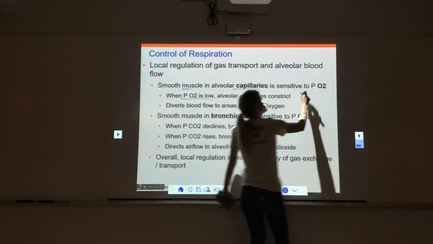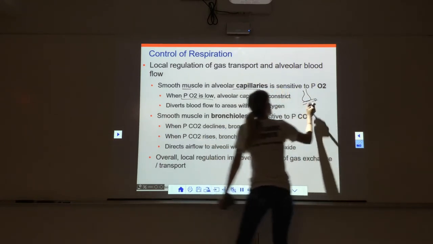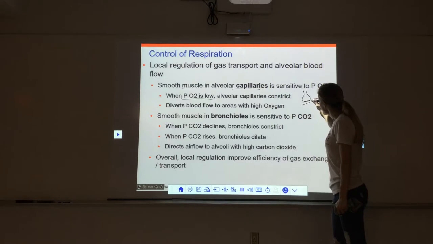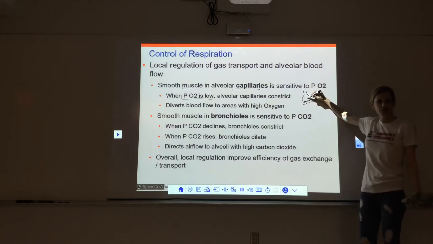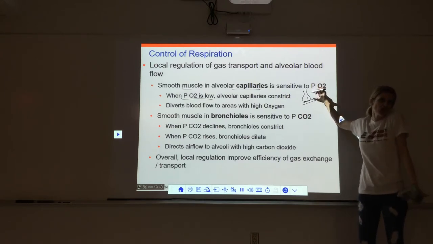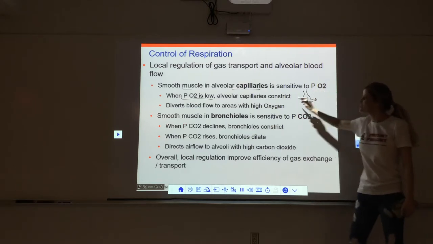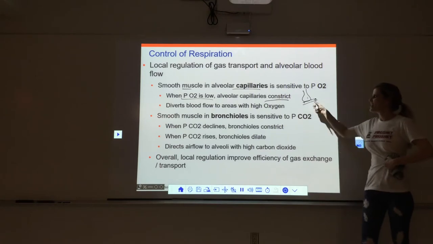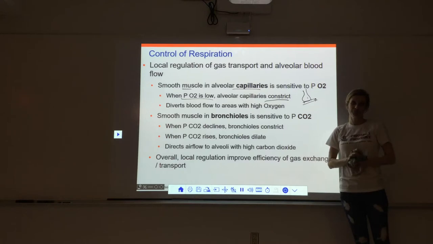Like if I have the alveoli coming in and I've got this capillary right here, if this capillary is monitoring oxygen concentrations, and it sees that oxygen concentrations are really low, that means it's not getting much oxygen from this air, right? It should be getting a lot, but if it's not, there's no reason to have blood coming here. Why bring blood to an area if there's no oxygen to even pick up? So that would tell this capillary to constrict, and that's going to divert the blood flow to other areas of the lungs where you might have more oxygen present.